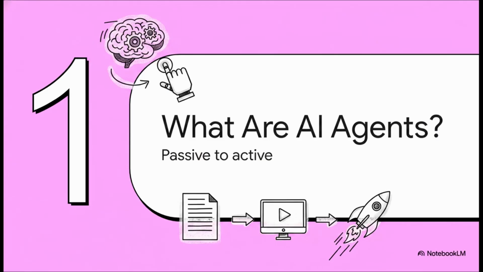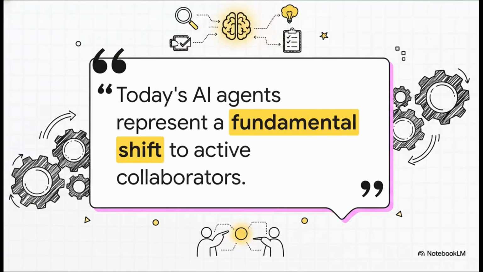Section 1. What are AI agents? We're talking about moving from passive to active. I absolutely love this quote from Mark Johnson over at MIT because it perfectly frames what we're dealing with today. Building an agent isn't about writing rigid code anymore. It's really about assembling an active collaborator.